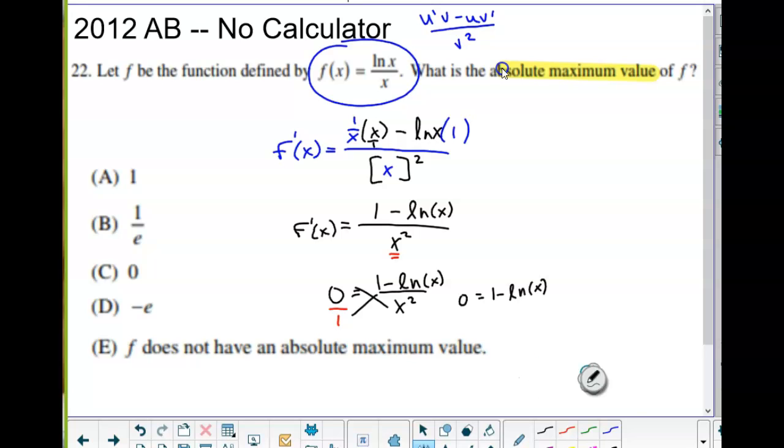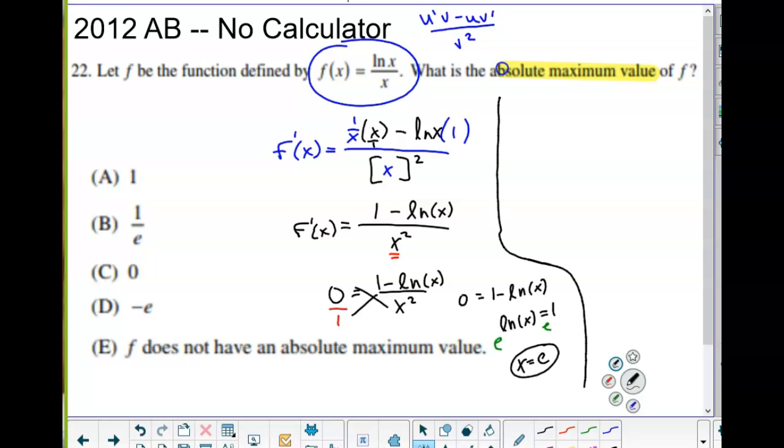So I just am going to algebraically solve for that. So if I move the ln over to the other side, just to make that positive, and then I'm going to raise both sides to the power of e, x equals e. Now right away, when I was doing this problem the first time, I'm like, sweet, I like that I have an e because there's e's in my answer. Then I have to check.